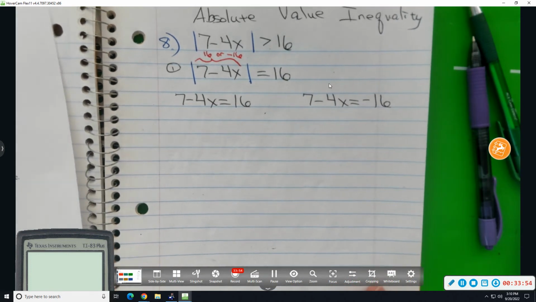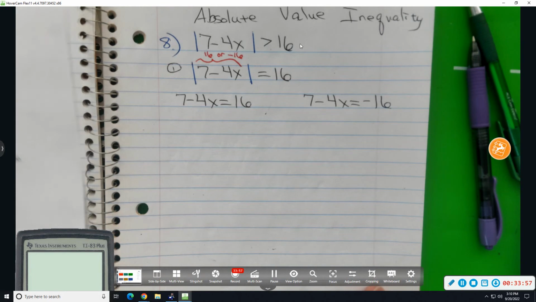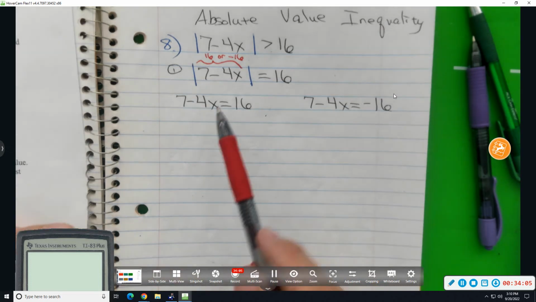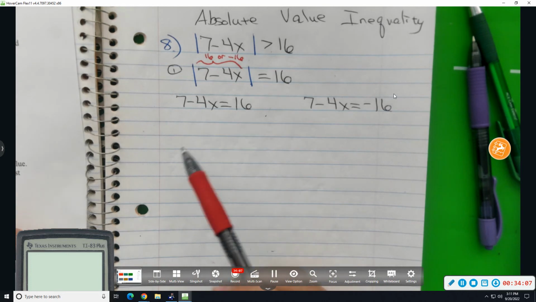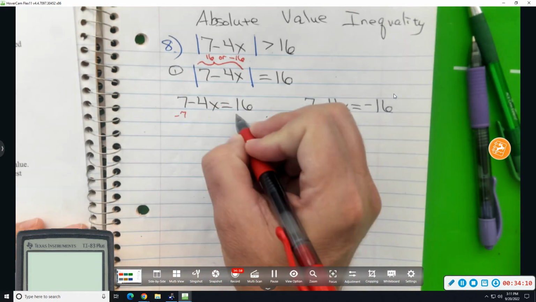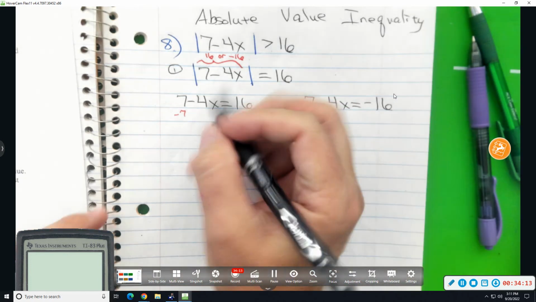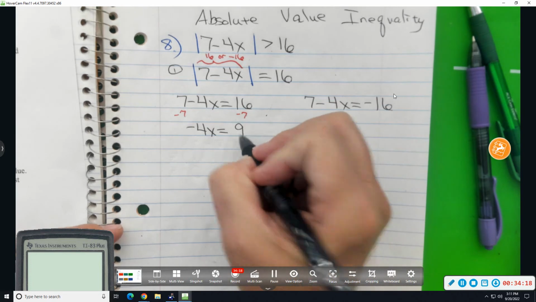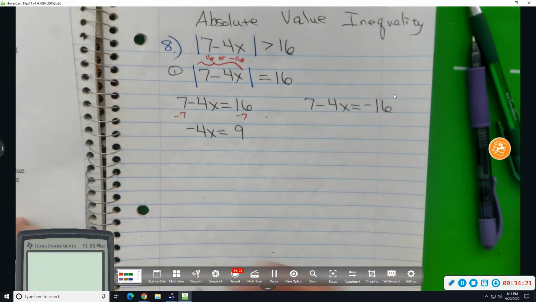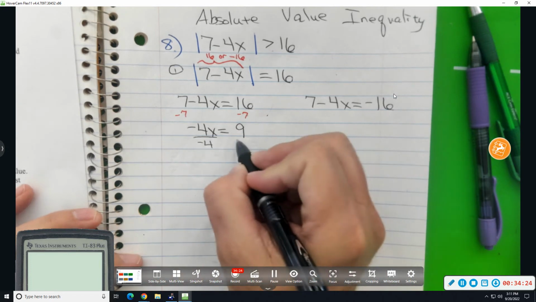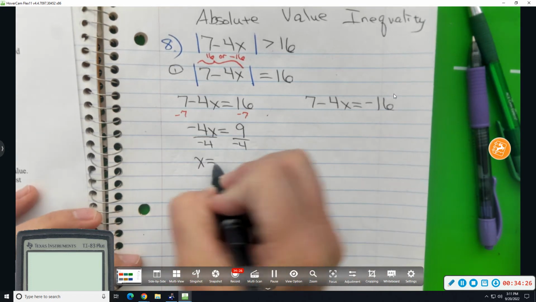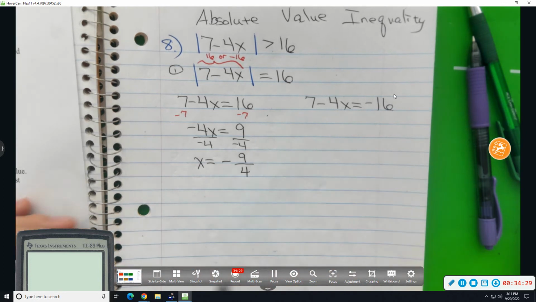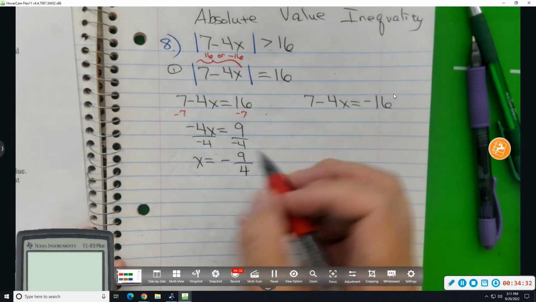When you do enough of these, you'll get to the point where you go from right here to just right here. Equal positive, equal negative is how you're going to be finding the solution cut points. What do we need to do to get x by itself? Minus 7. So we have negative 4x equals 16 minus 7, which is 9. Dividing both sides by negative 4, we get x equals negative 9 over 4 for my first solution cut point.